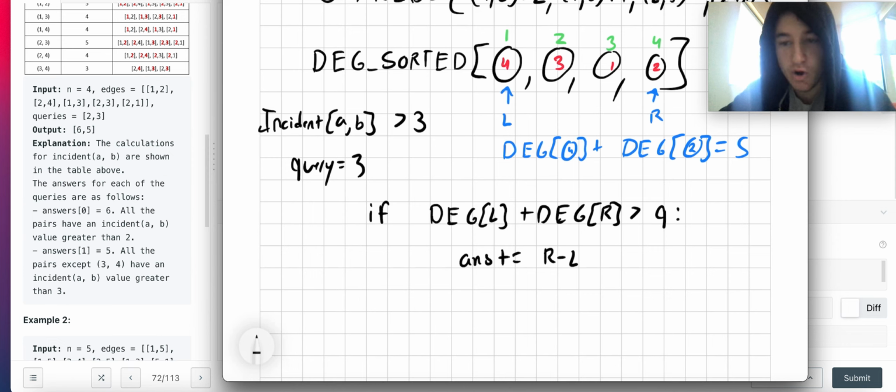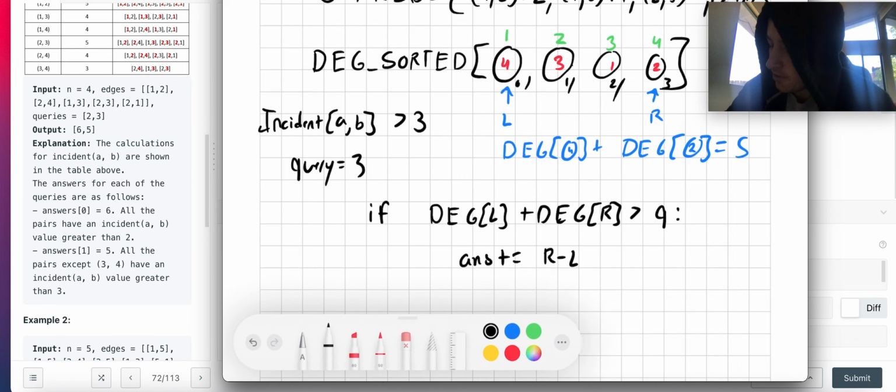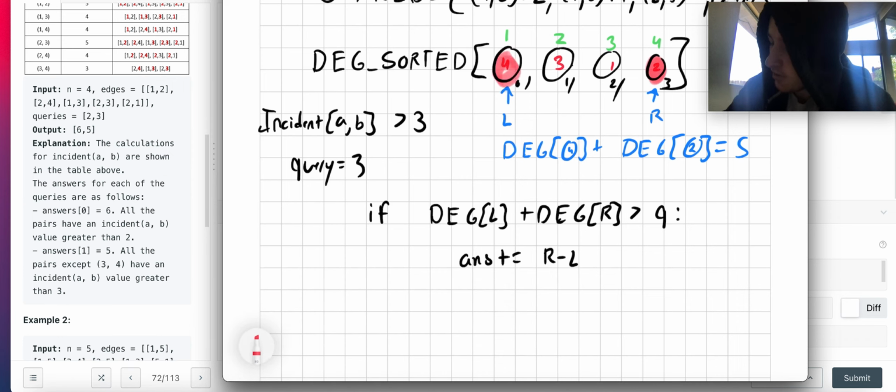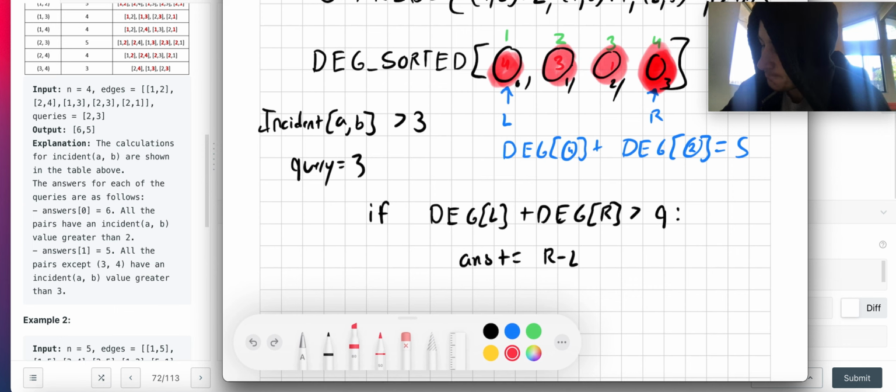So I'm going to plus equal R minus L, right? Because these are pointers: this is index 0, index 1, index 2, index 3. There's 3 solutions here, right? Because R can go with L, that's 1 solution. R can go with 3, that's 2 solutions. R can go with 1, that's 3 solutions. So 1 solution, 2 solutions, 3 solutions. Okay.